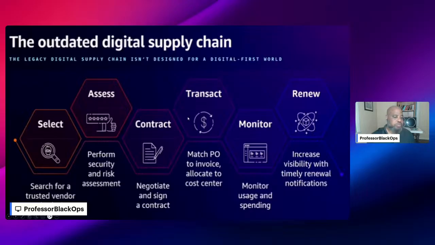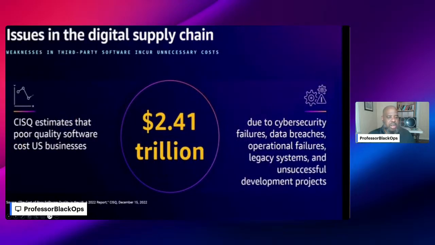And right here, bad software picks cost us 2.41 trillion. Cybersecurity, data breaches, operational failures, legacy, unsuccessful development projects. So that's why you do risk assessment on software, risk assessment on what projects you're doing.